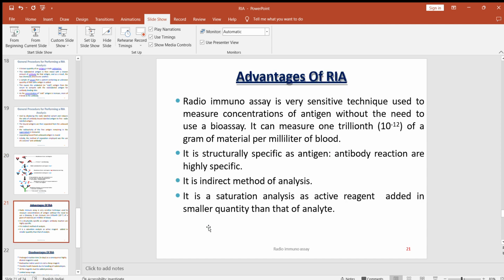And next we'll see about the advantages of RIA. Radioimmunoassay is a very sensitive technique used to measure the concentration of antigen without the need of a bioassay. It can also measure one trillionth of a gram of material per milliliter of blood. It is structurally specific as antigen-antibody reactions are highly specific. It is an indirect method of analysis. It is a saturation analysis as active reagent is added in smaller quantity than that of analyte.